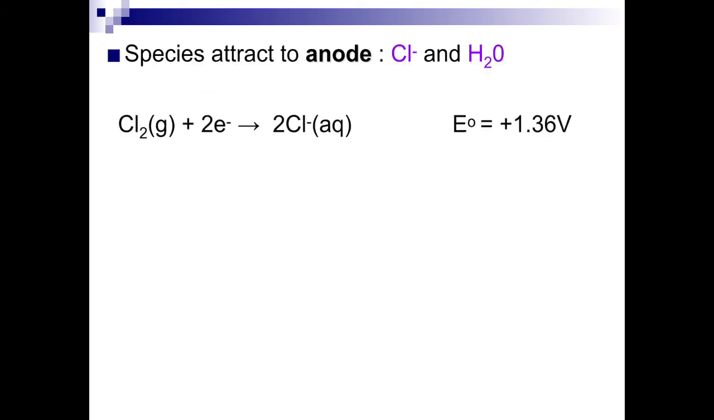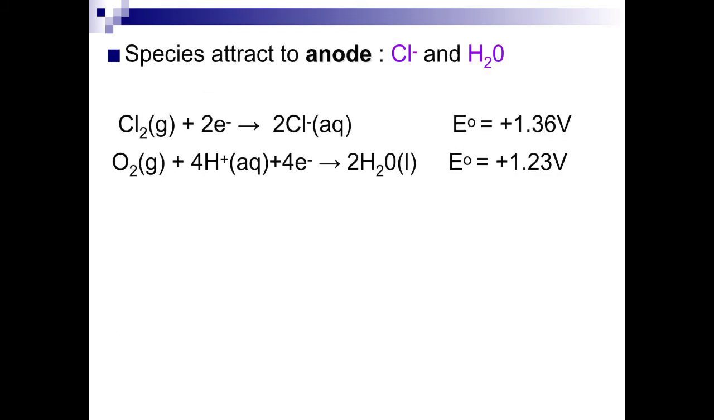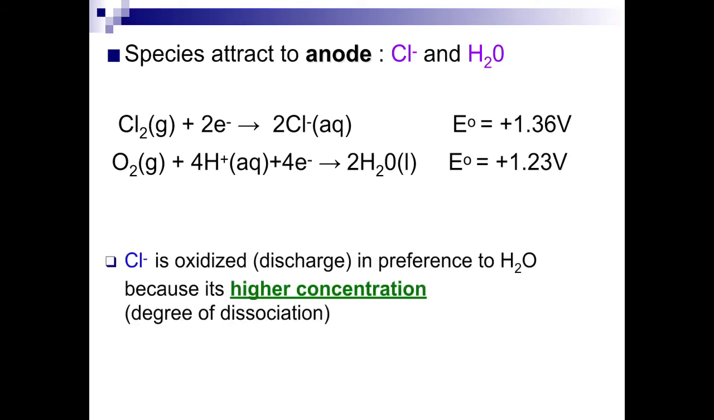Next, the species attracted to the anode are Cl minus and H2O. By referring to their SRP values, there is not much difference between positive 1.36 and positive 1.23. The gap is so small that the concentration does have an effect, which means the Cl minus is oxidized. It is selected to oxidize in preference to water because of its higher concentration.